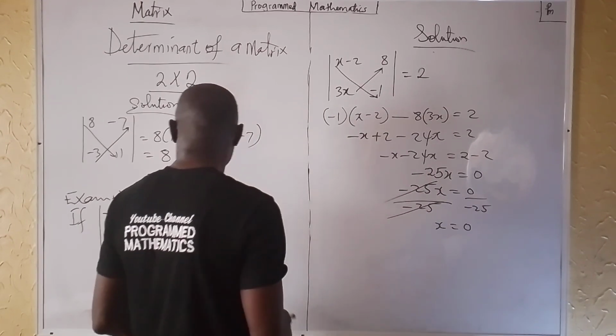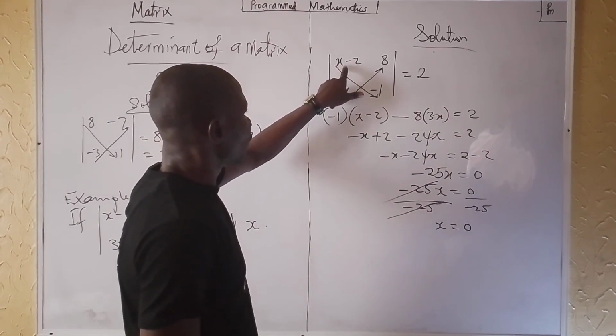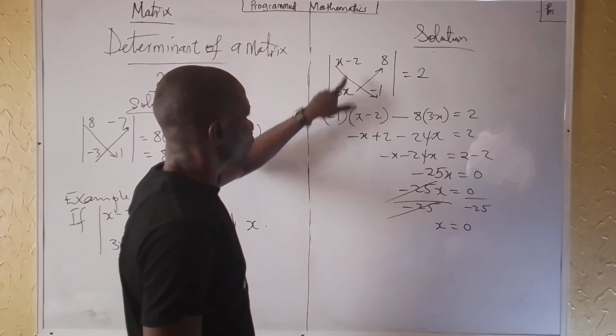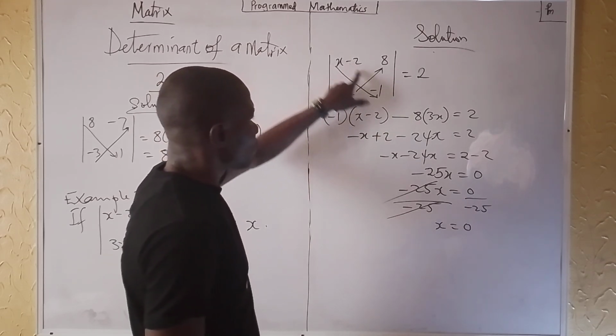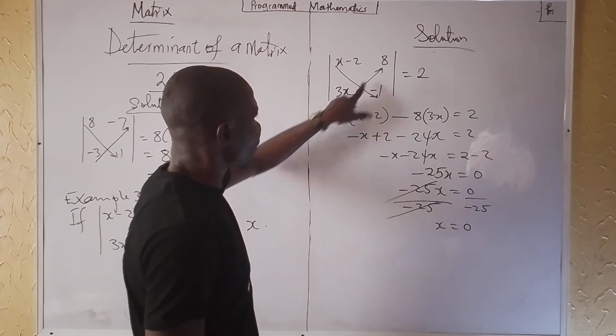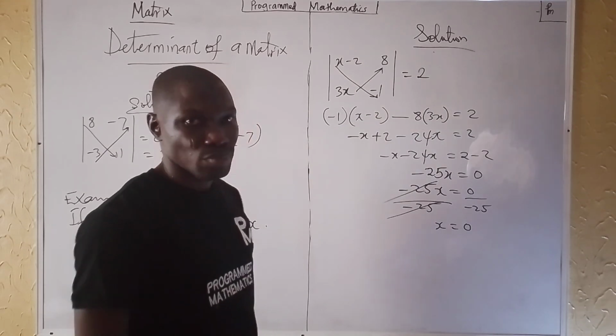So in this case here, if you want to cross check that, put 0 for x here. 0 minus 2 is minus 2. Then 3 times 0 is 0. So this is 0, this minus 2 here times minus 1, that's plus 2. Minus, this is 0. 0 times 8 is 0. So 2 minus 0 is 2.